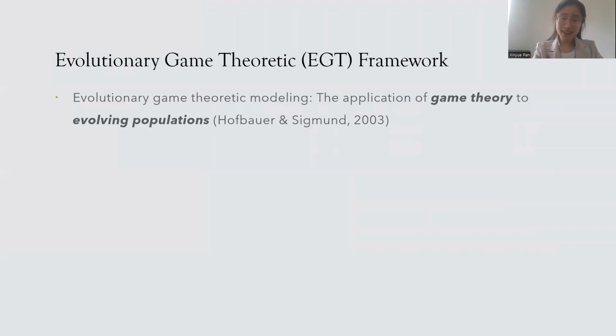So what is an evolutionary game theoretic model? An EGT model is the application of game theory to evolving populations. This may sound a bit vague now, but I will first show you what a game is and then how to apply the game to an evolving population.